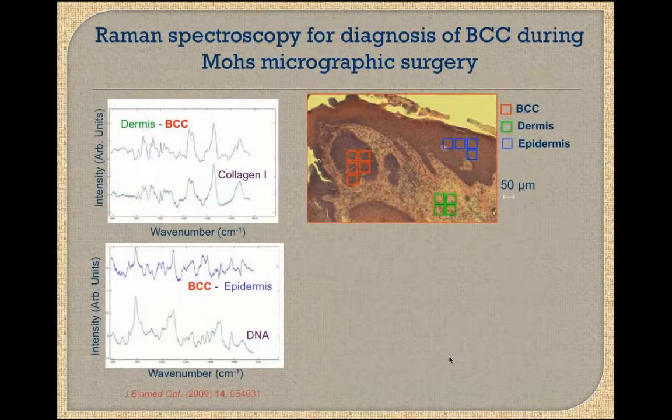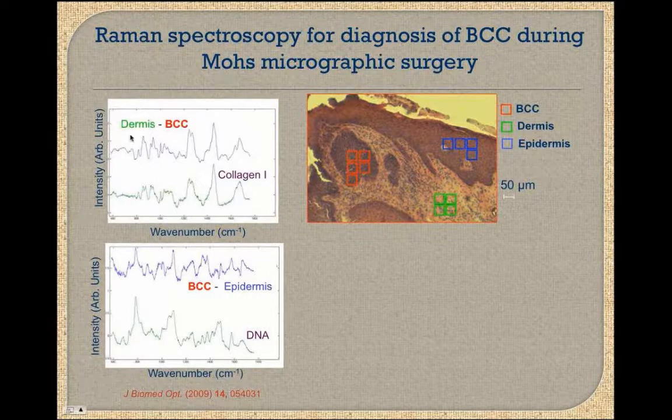However, what do these differences mean? What are the main molecules which are responsible for these differences? So for example, if we compare the Raman spectrum of dermis with the Raman spectrum of BCC, of the tumor, this is the difference spectrum. You can see it's very similar to the spectrum of pure collagen. And that's very easy to understand.